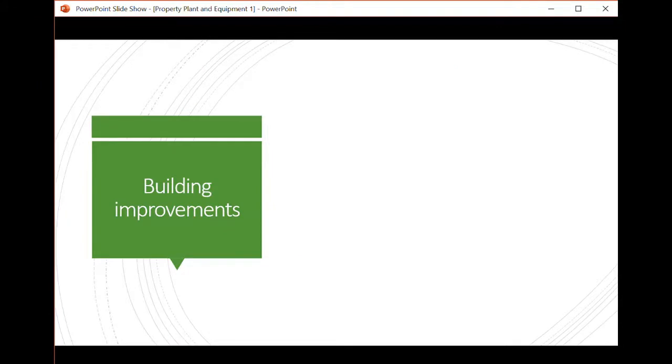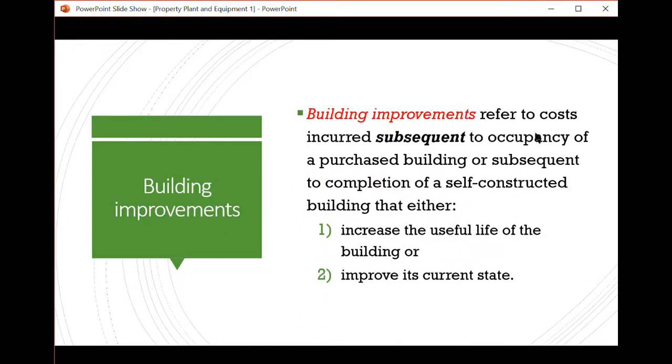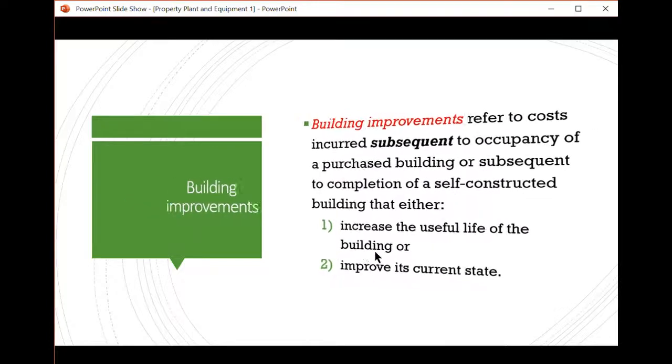Then you have the building improvements. So these refer to costs incurred subsequent to occupancy. So dapat subsequent, so after na nahuman ang building. So subsequent to occupancy of the purchased building or subsequent to completion of a self-constructed building that either increase the useful life of the building or improve its current state. Of course, kay improvements na siya, so dapat naka-improve siya sa imuhang building.